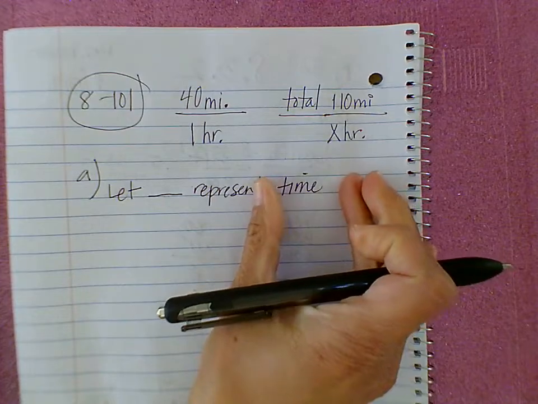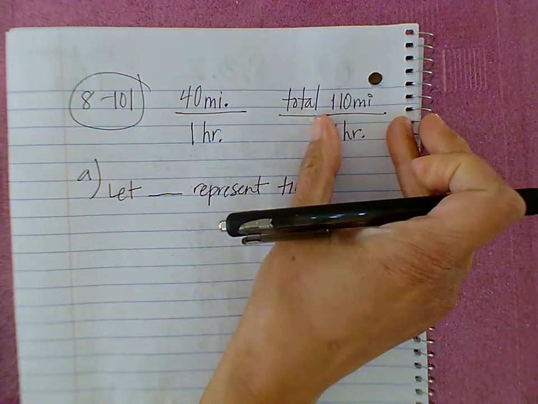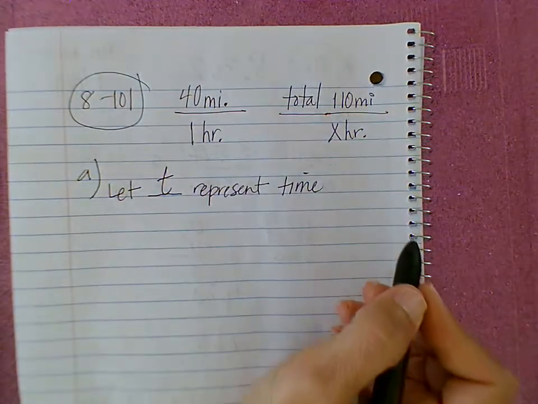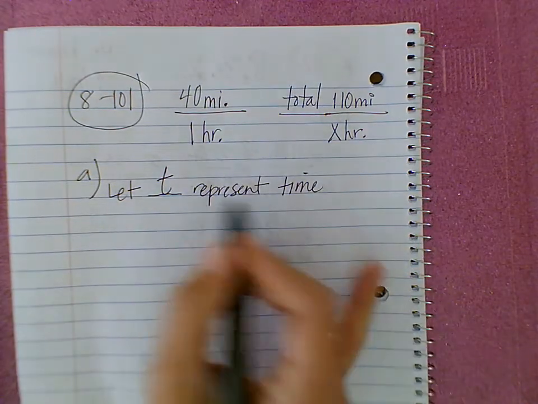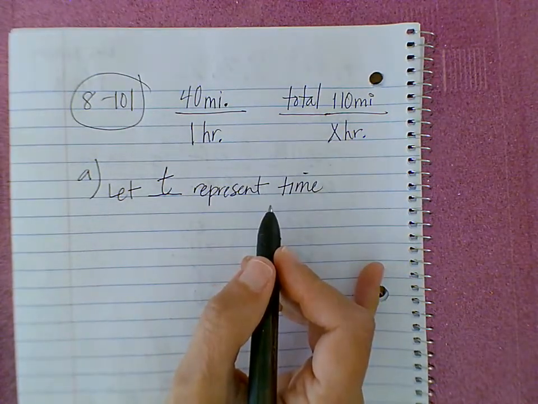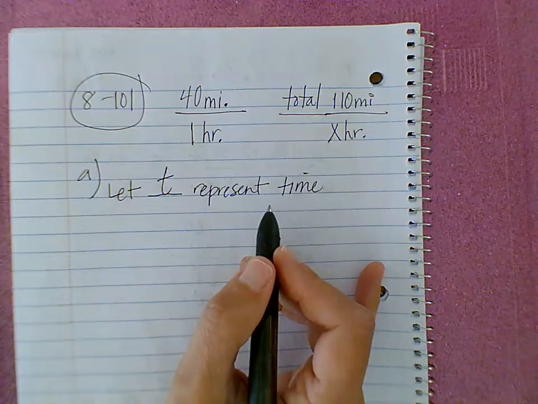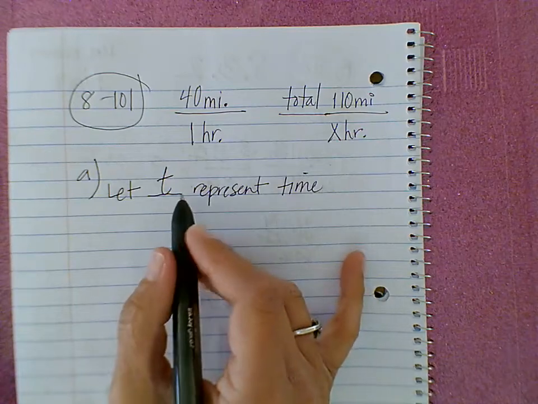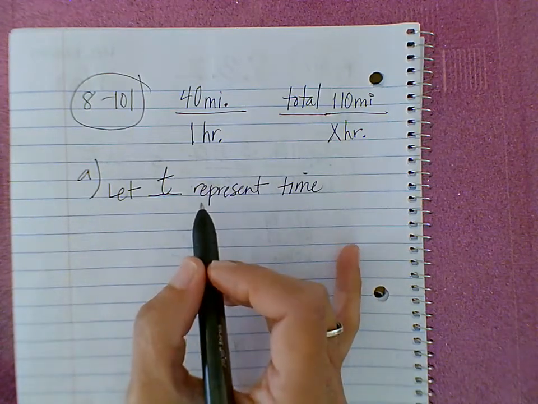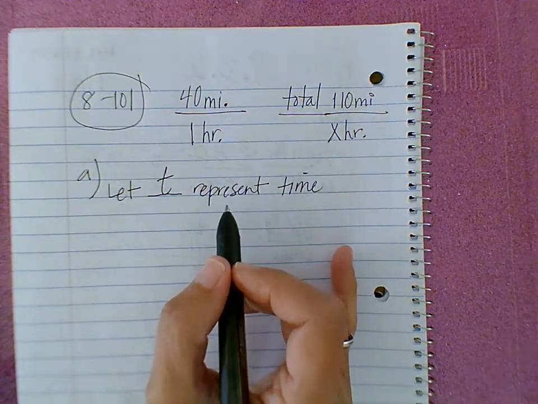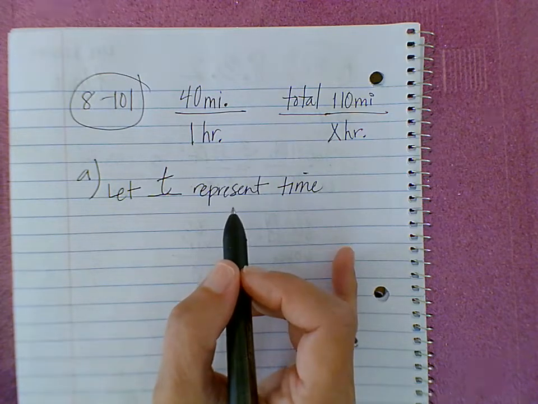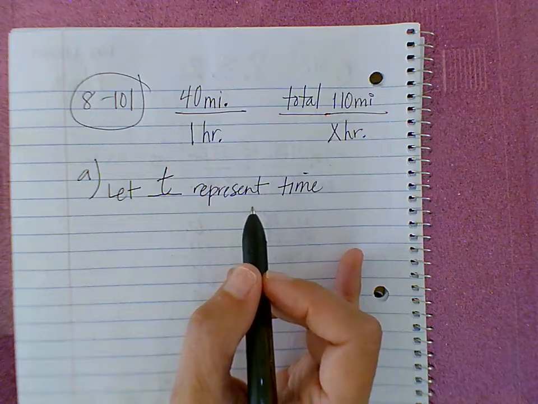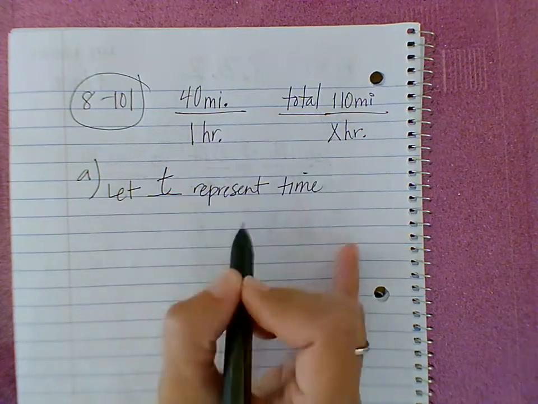I'm going to be a little more general instead of just saying hours. So t, I think that's a great variable. Let t represent time. You'll often see variables italicized. You see how my t is kind of a fancy t? They're doing that so that you're not confused that it might be an addition symbol. You know, nope, that's a variable. All right, let t represent time.